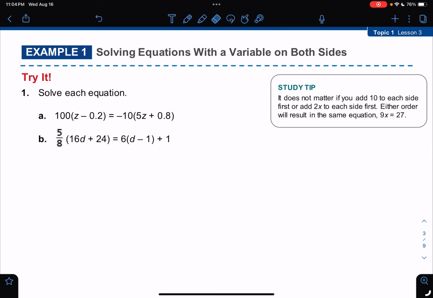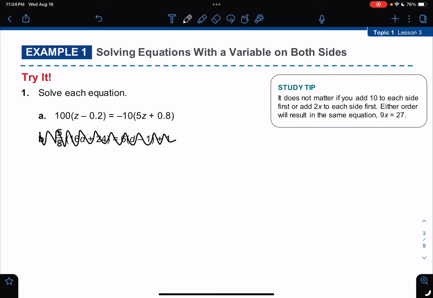All right, so example 1, I'm actually not going to go over the example. I'm just going to go over the try it with you. The examples are almost exactly like this, so I just feel like we can talk through these, especially since I'm not there. All right, so we have 2 try problems, parts A and B. I'm going to cross out part B right now because you have a little bit of space. Just kind of divide your paper up.